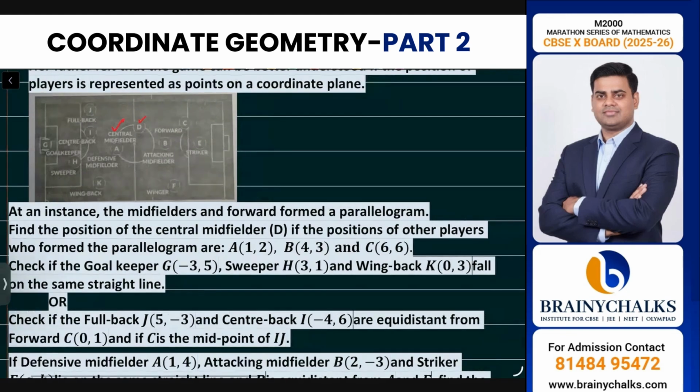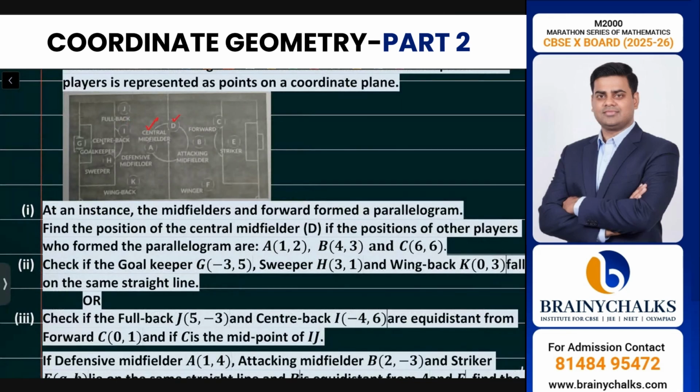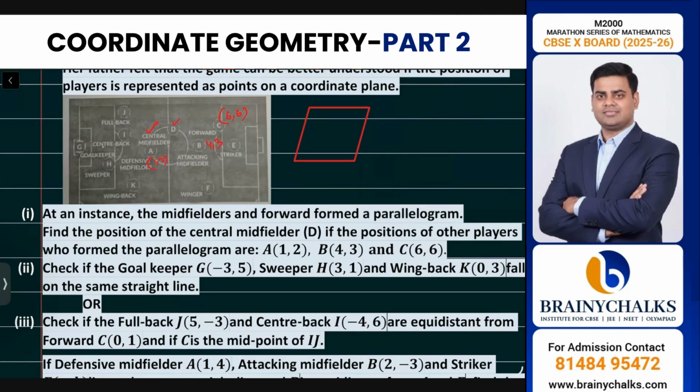The positions of the other players who formed the parallelogram are A(1, 2), B(4, 3), C(6, 6). Look here, the parallelogram is like this. A is 1, 2, B is 4, 3, C is 6, 6, and D we have to find, the position of D. So look for the diagonal.